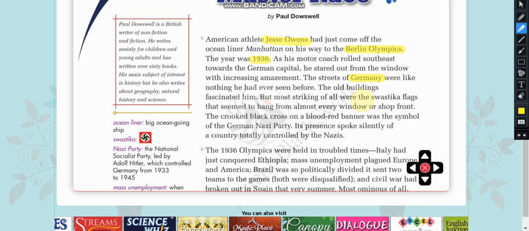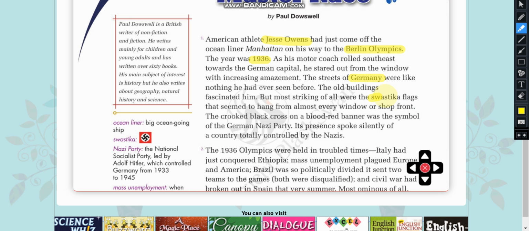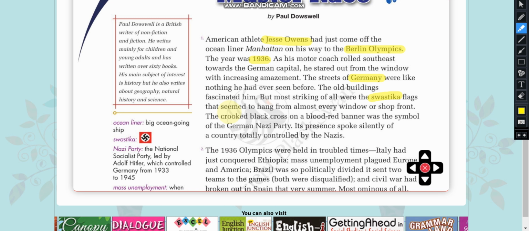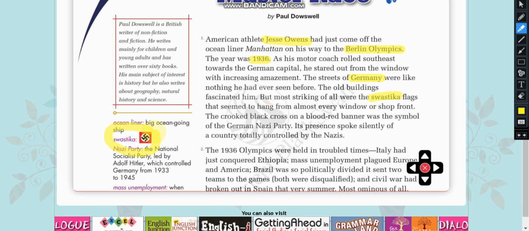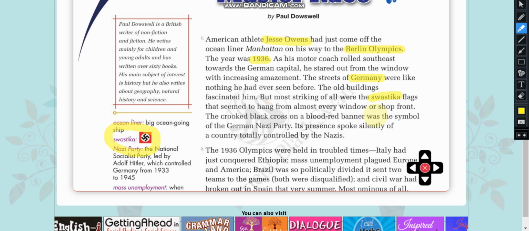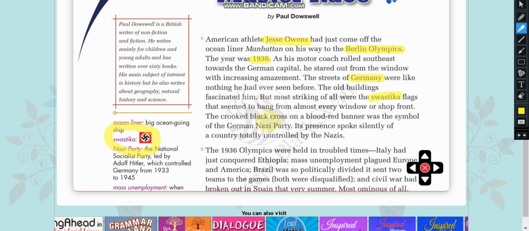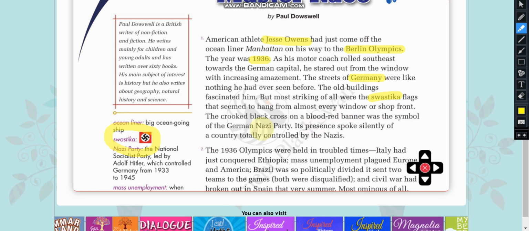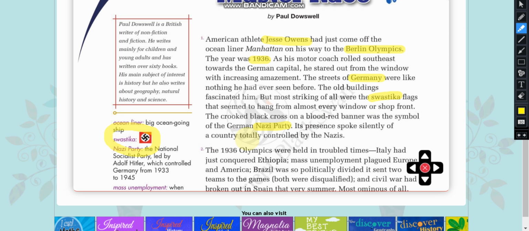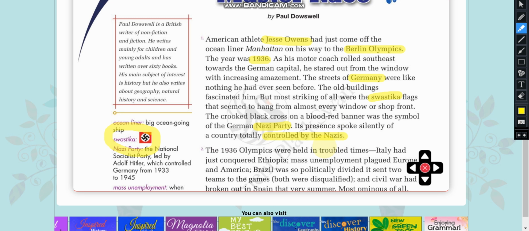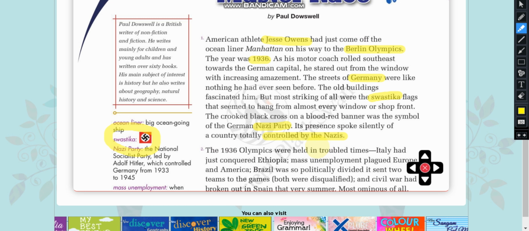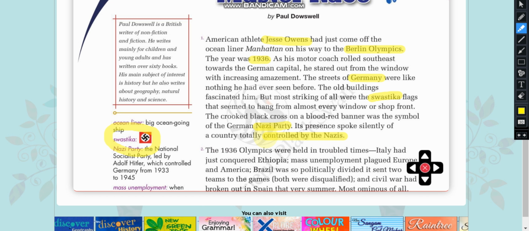But most striking of all were the swastika flags. I hope you all know how the symbol swastika looks. See, here they have given us the symbol swastika. That seemed to hang from almost every window or shop front. The crooked black cross on a blood red banner was the symbol of the German Nazi Party. Its presence spoke silently of a country totally controlled by Nazis. So, this is the time period when Nazis were more powerful and controlled Germany.